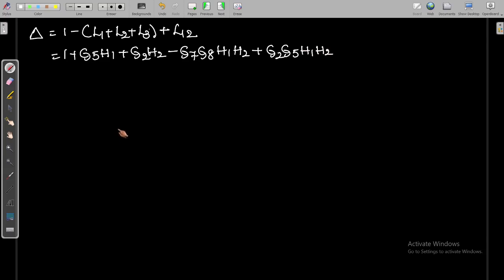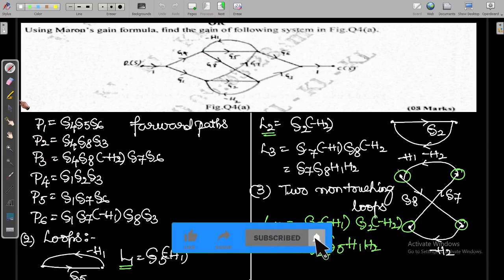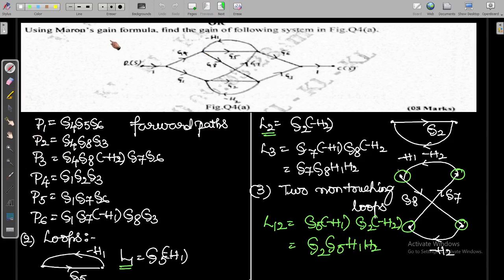Next you have to find delta 1. Delta 1 means you have to see the first forward path, and find which loops are non-touching with that forward path. We have taken the first forward path, which is g4 g5 and g6.